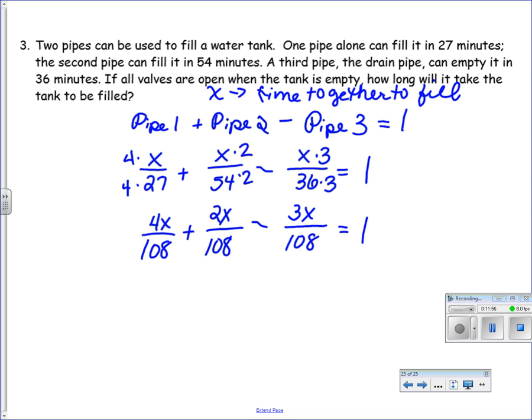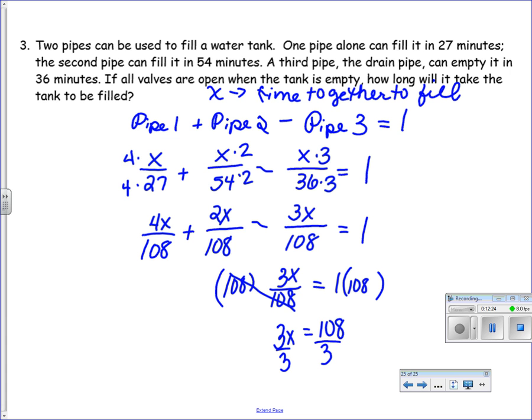But be careful. Now I can put together my numerators. So 4x plus 2x minus 3x is going to be 3x over 108 equals 1. Multiply both sides by 108, and we'll have 3x equals 108, and then divide by 3. And then we'll get our final answer, which is going to be 36 minutes. Half an hour and 6 minutes. And that's it for the examples for that.